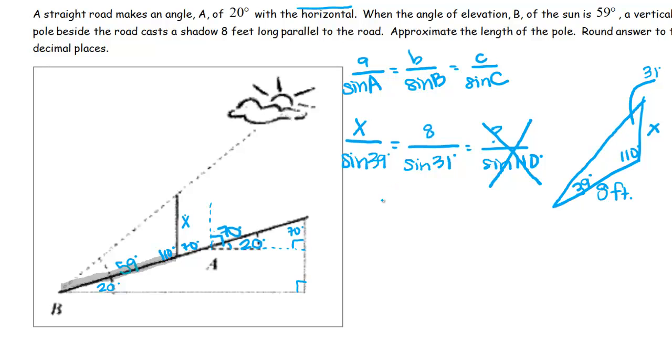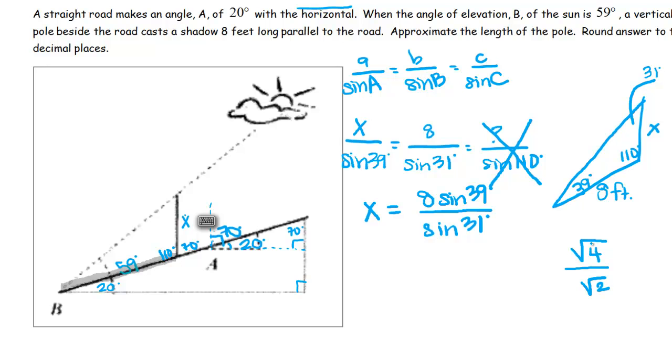All right, so now I'm going to write x is equal to 8 sine 39 degrees divided by sine 31 degrees. Now these sines don't cancel because sine is a function. Think about the square root of 4 divided by the square root of 2. The square roots don't cancel because the square roots are functions. So the sines don't cancel as well.